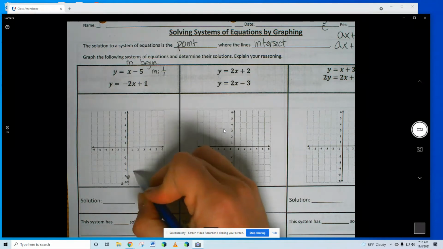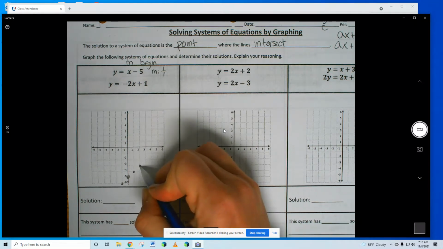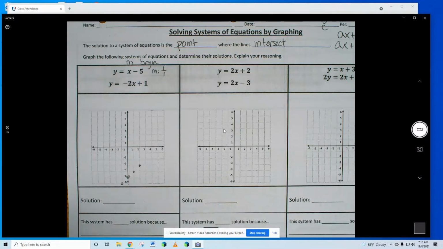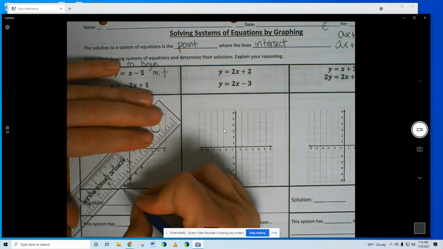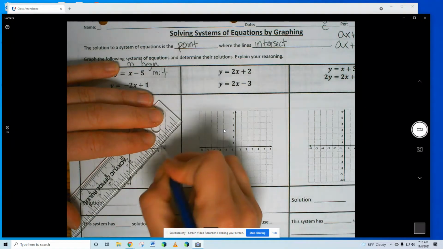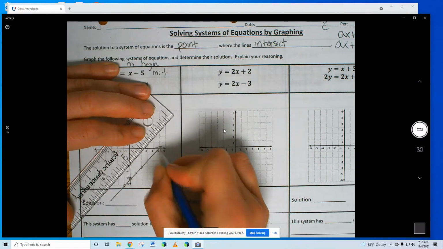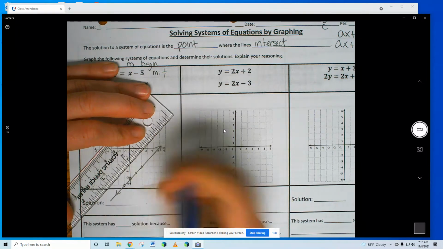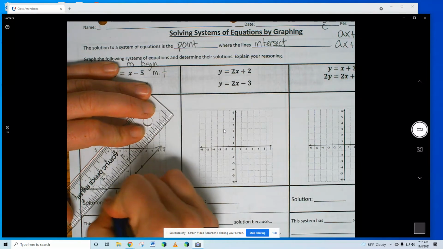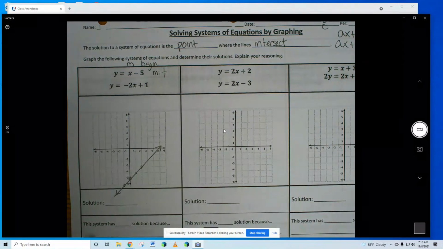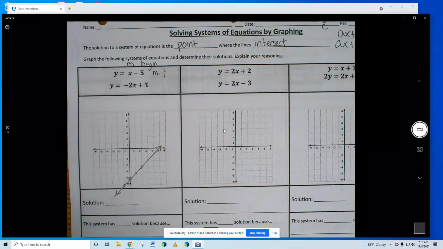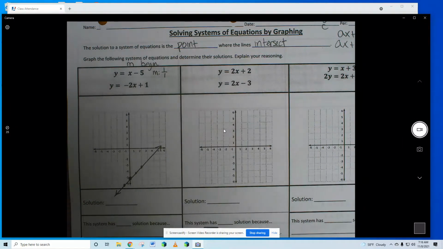I do not want you to make 30,000 points. 4 points is good. 5 points is good. Connect the dots. Make the line long because I don't know where the intersection is going to be. So I've already graphed my first equation, y equals x minus 5.